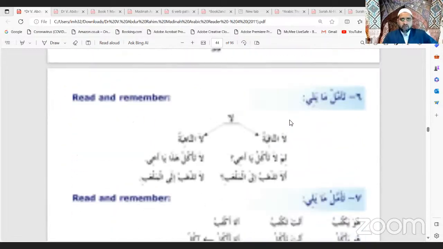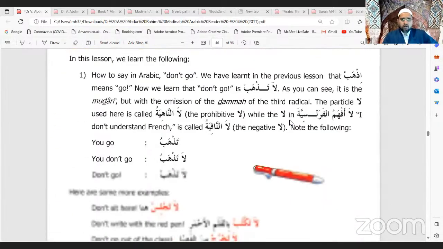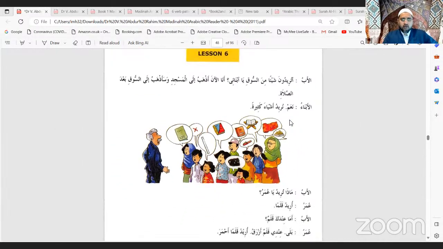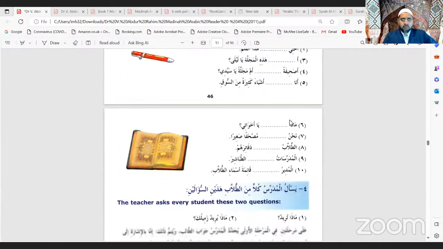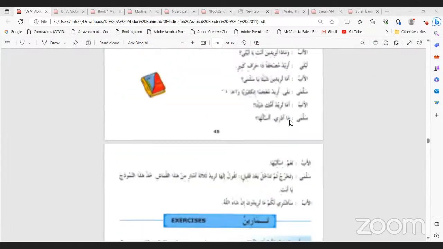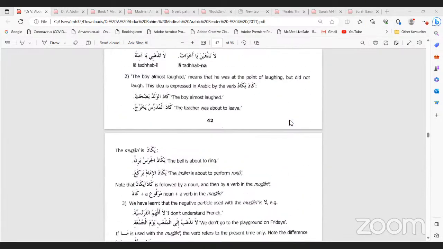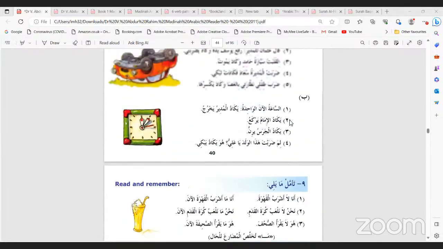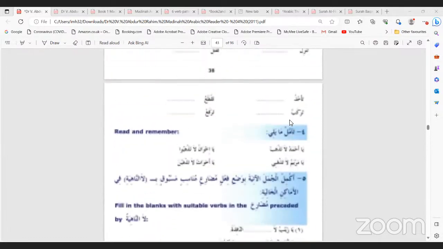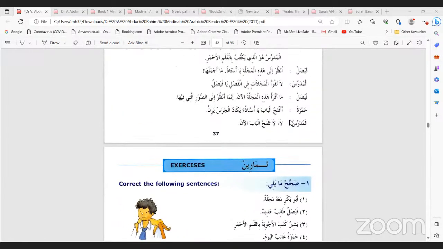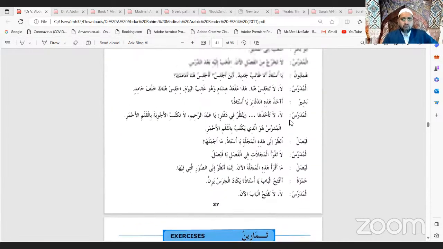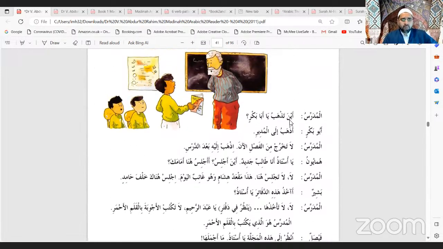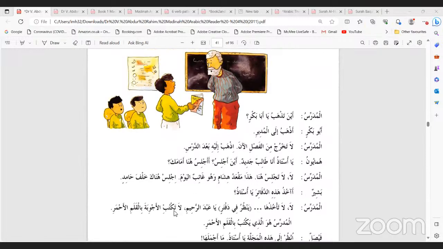Right, exercises are not going to be done. I've done them before. Lesson number 6. Molana, can I just ask you a question? Yes, go ahead. When it says la taktub al-ajwiba, do you not write the answers? Yeah, don't write the answers. La taktub bil ajwiba. Don't write the answers with the red pen. Okay, thanks.